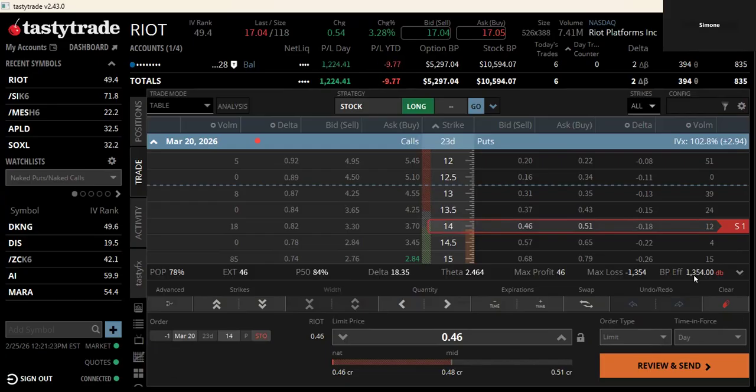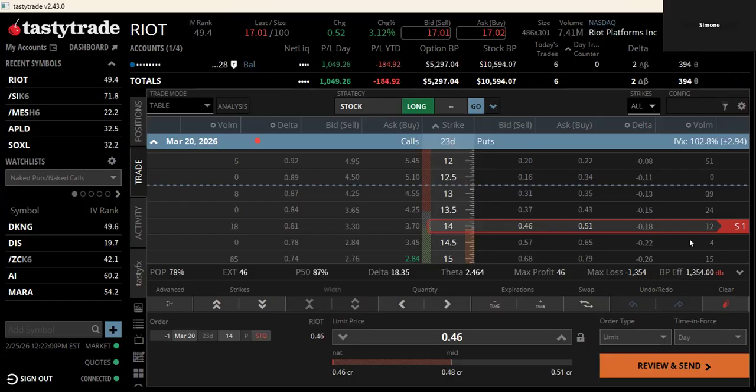Now, if I pull up a calculator, let me see what my return would be in 20 days. So 46 is the profit, divided by 1354. So I'm looking at about a 3% return, which is fine. In 20 days, that's not bad.